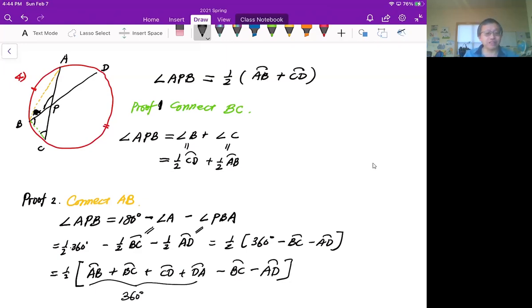And now we just cancel out this. So let's see, BC cancels with the BC, right? And then AD cancels with the DA, same thing. And so what's left will be the arc of AB plus the arc of CD, and then we are done. Okay. So give everyone 1 more minute.